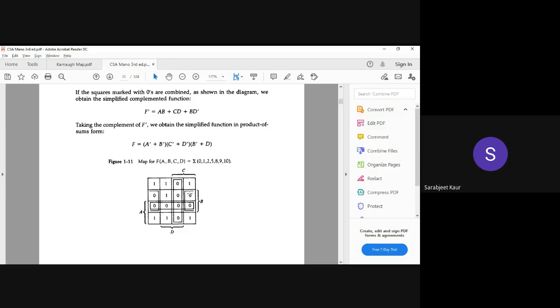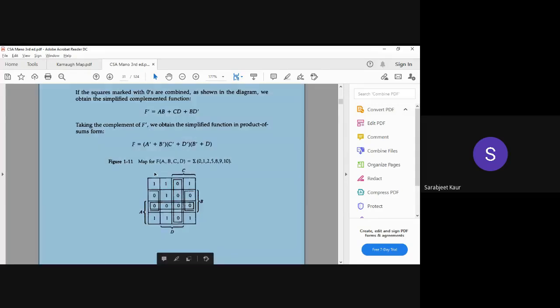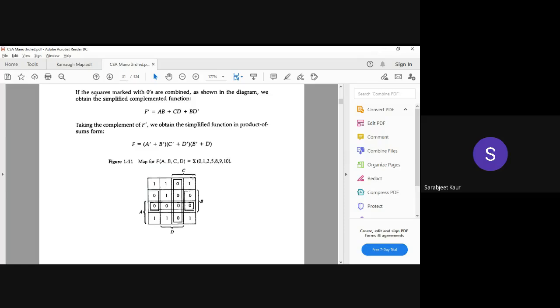And in these two, first thing is that A will get cancelled and I will have B. And when I look at these two columns, the C literal will get cancelled and what I will have is D dash. From C dash D dash and C D dash, C will get cancelled and I will have D dash. Yes or no? Yes, ma'am.